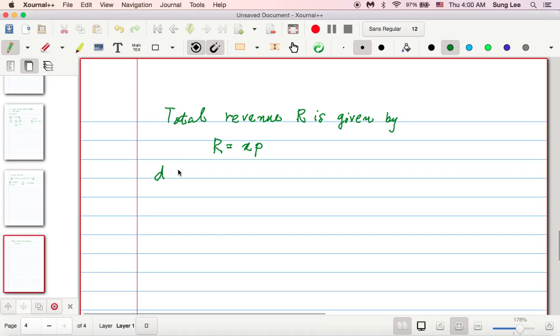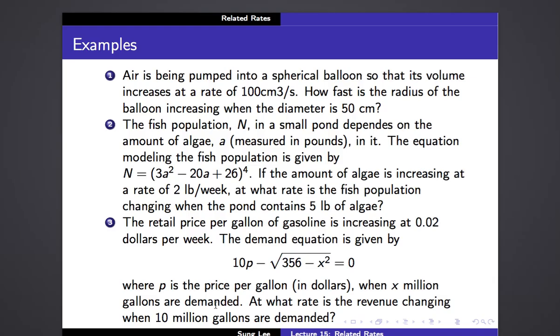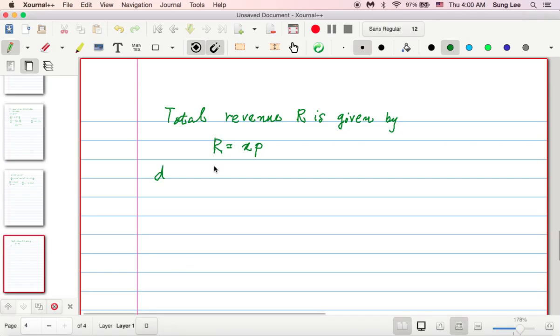So we are trying to find at what rate the revenue is changing, so dR by dt. We will have to differentiate this. R is related to x and p, but both x and p are also functions of t. So dR by dt, using the product rule, is going to be dx dt times p plus x times dp dt.